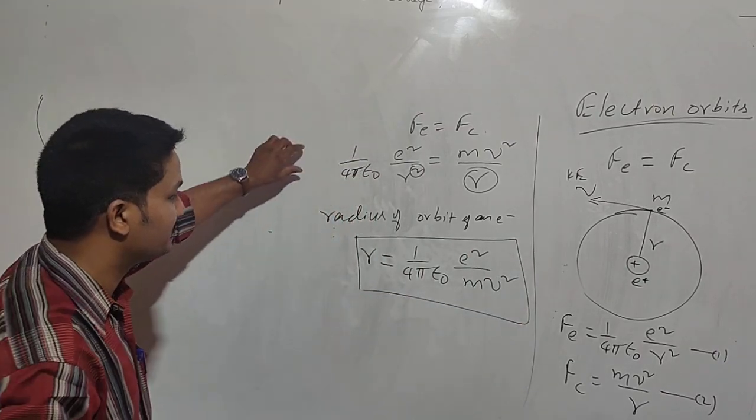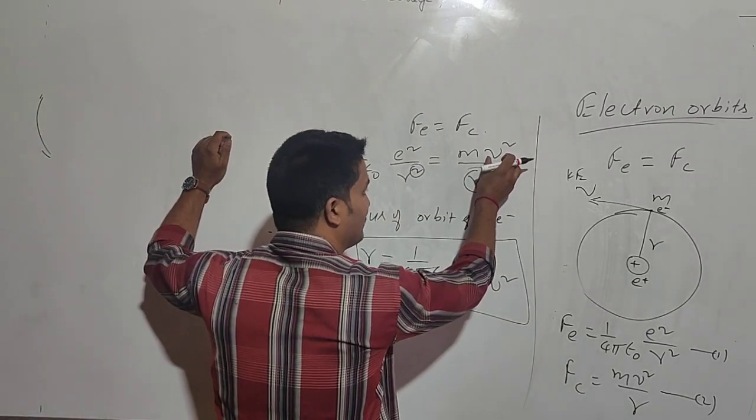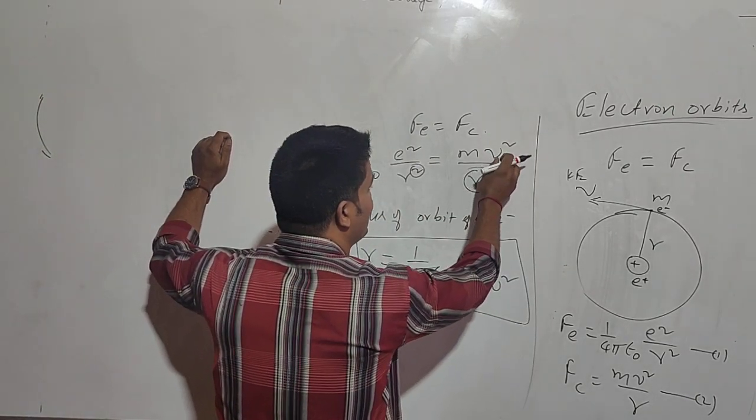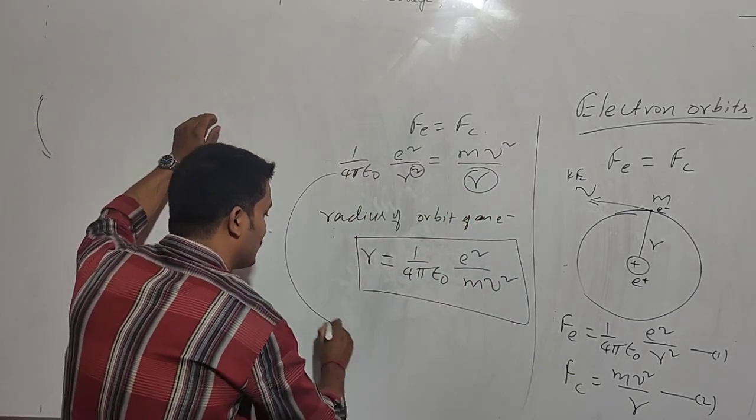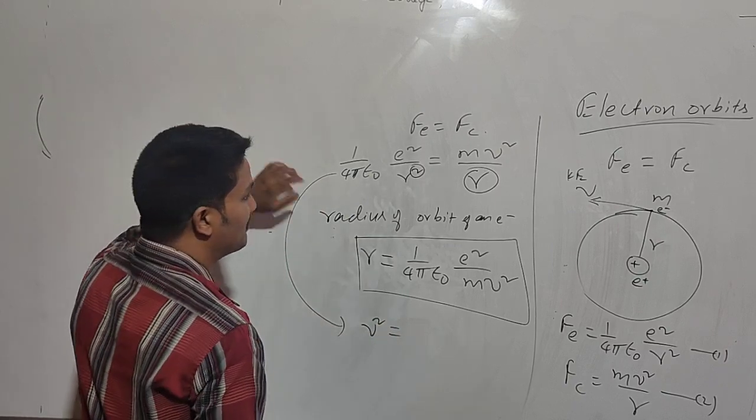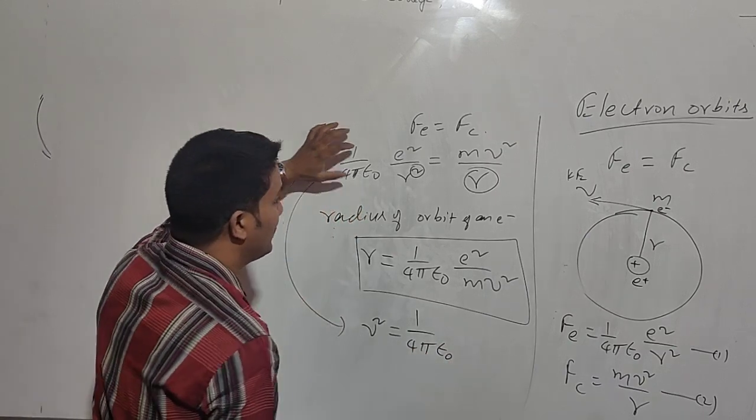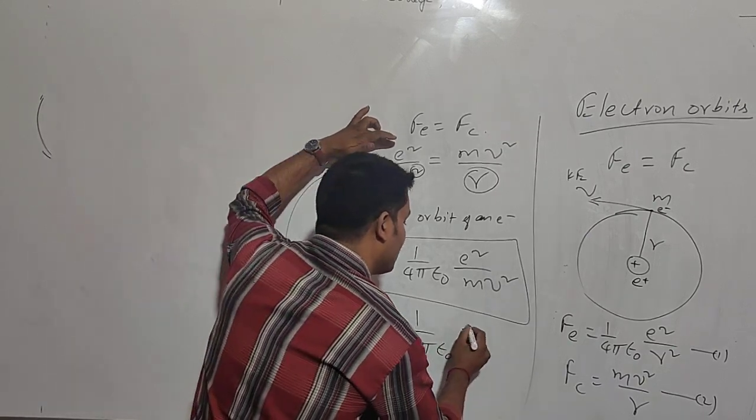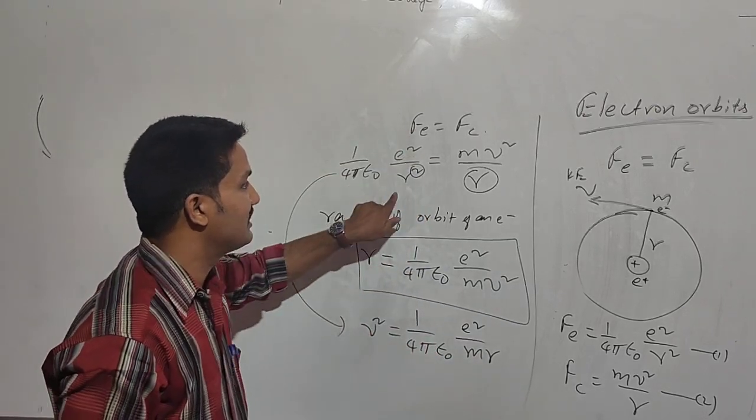And next, from this we have to write the v square value. v square is equal to 1 by 4 pi epsilon naught e square by m r.